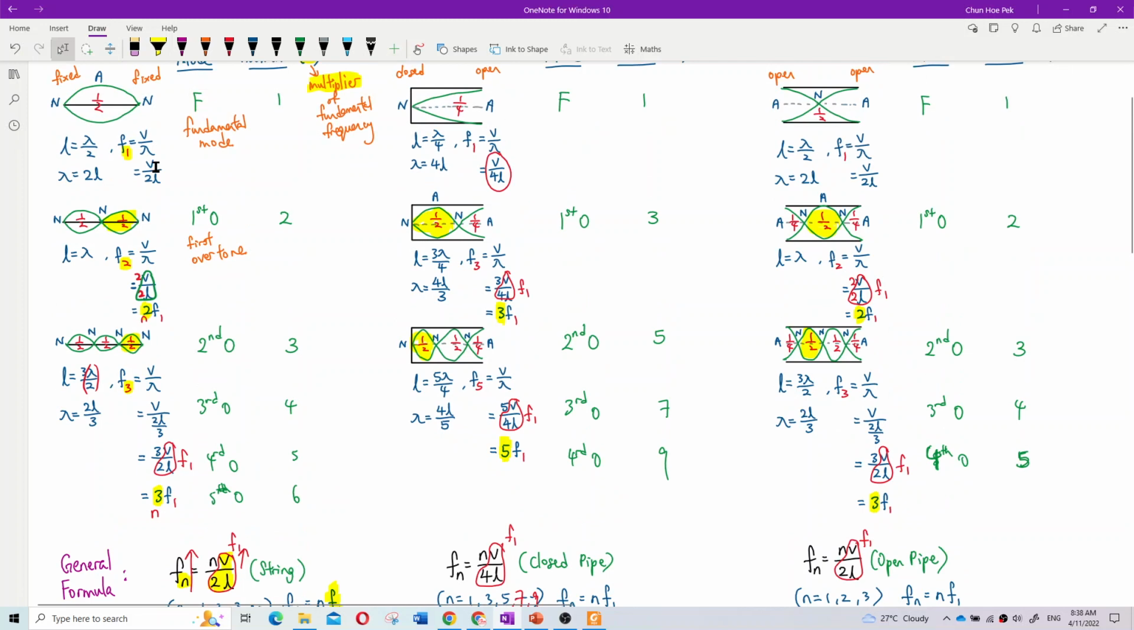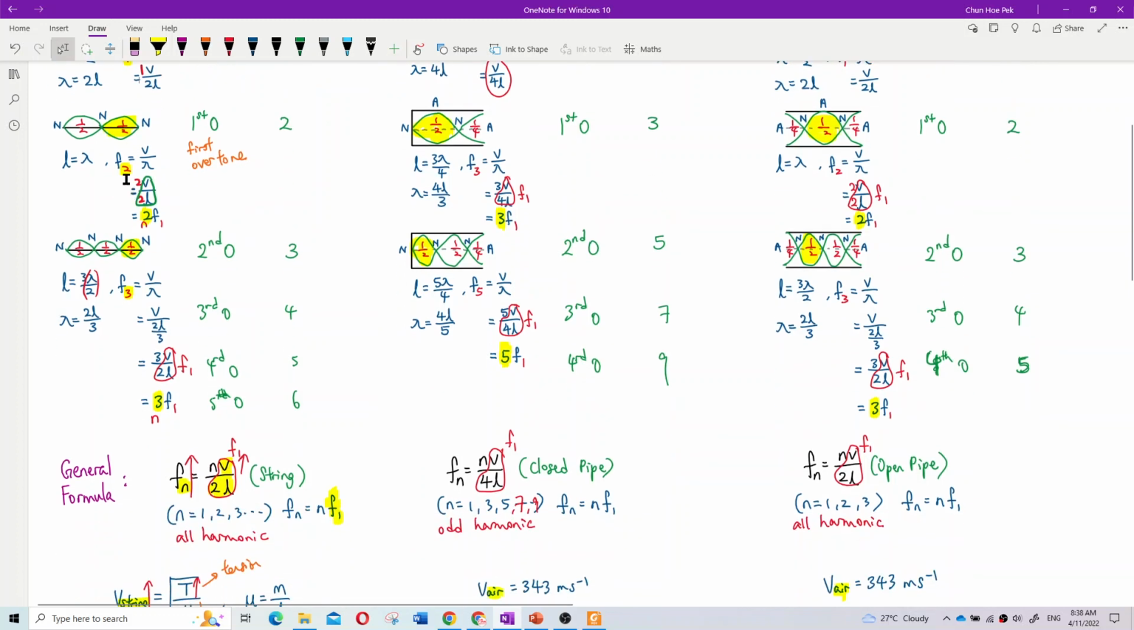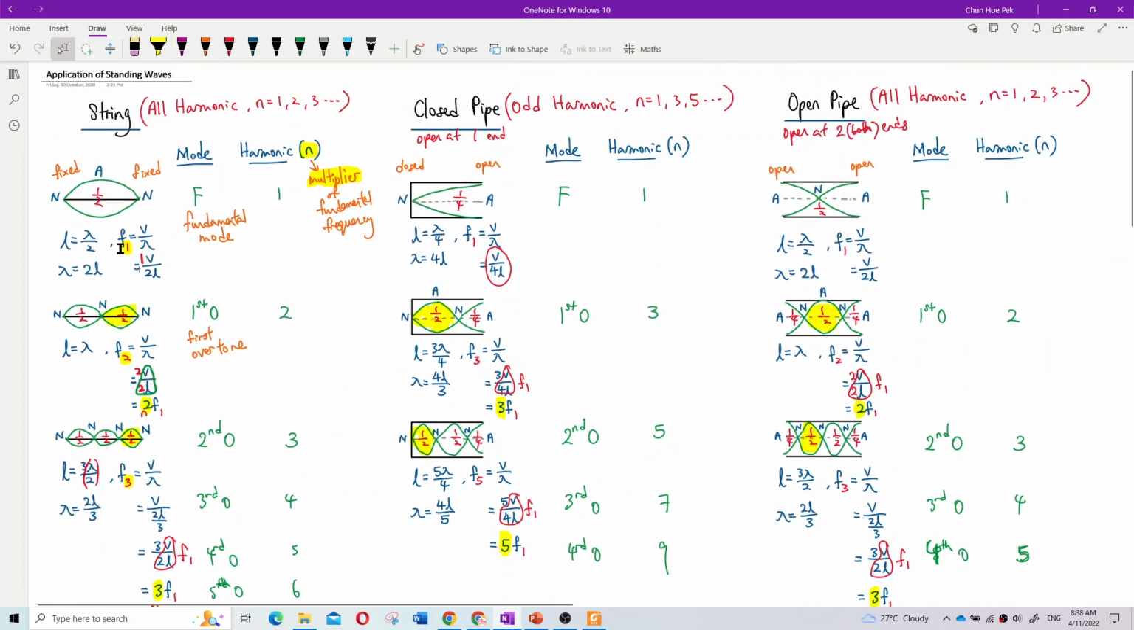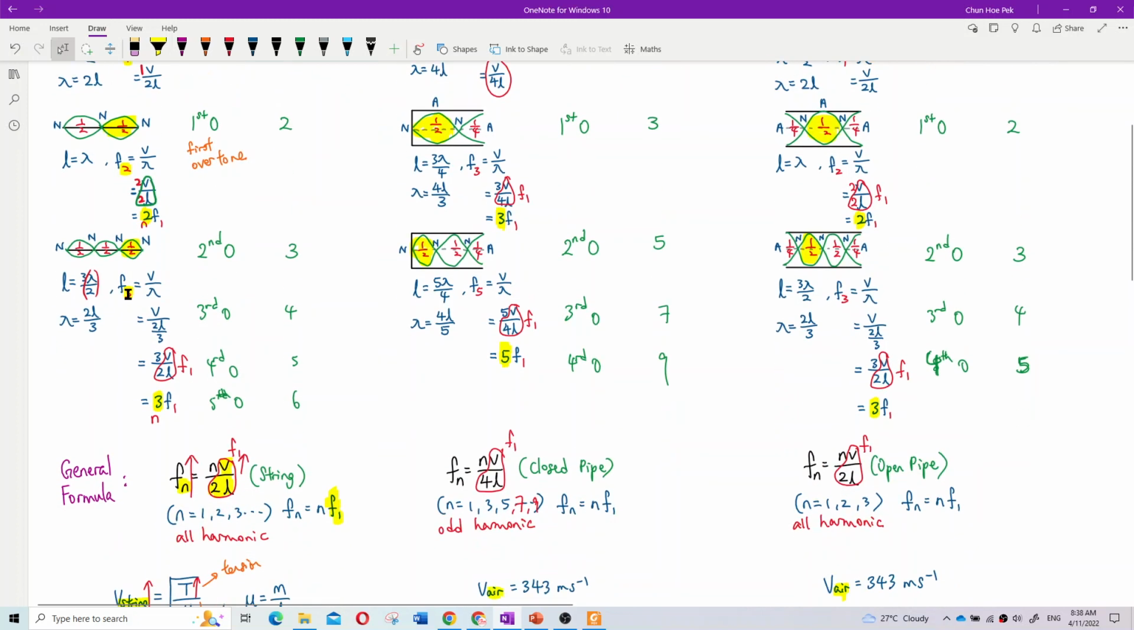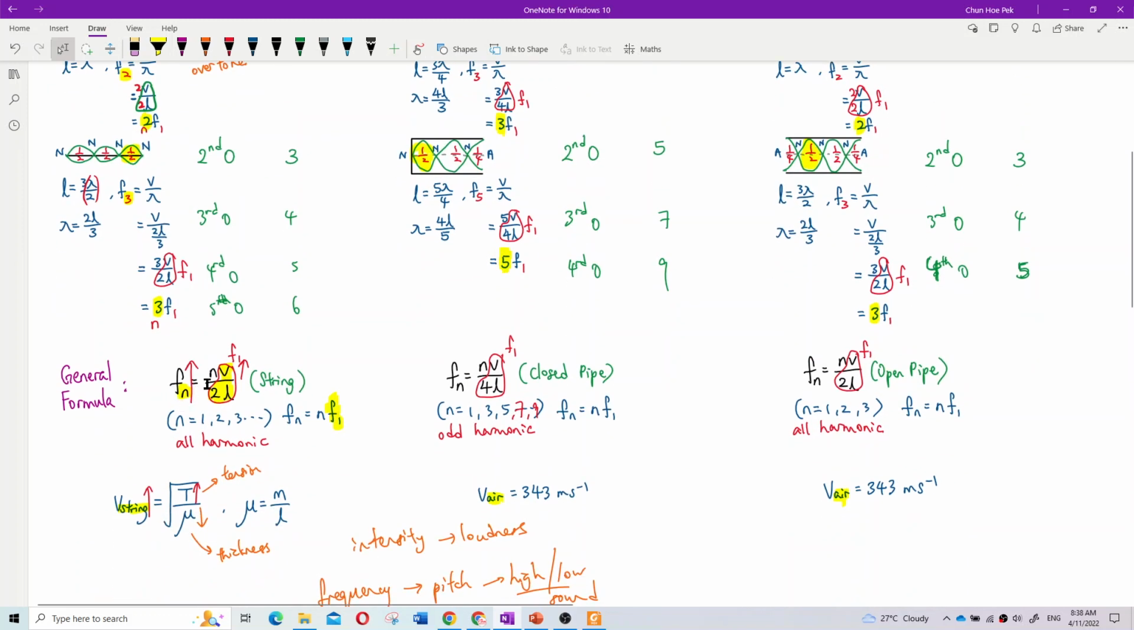Class, do you see? Here, F1 is 1V over 2L. F2 is 2V over 2L. F3 is 3V over 2L. Again, F1 is 1V over 2L, F2 is 2V over 2L, F3 is 3V over 2L. So Fn equals NV over 2L.